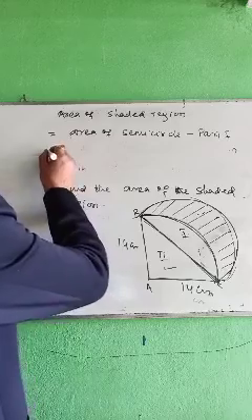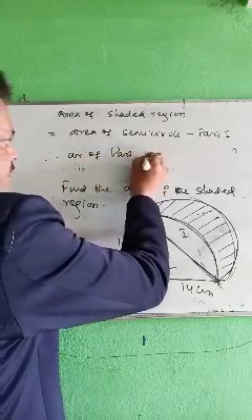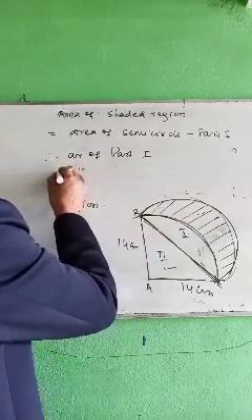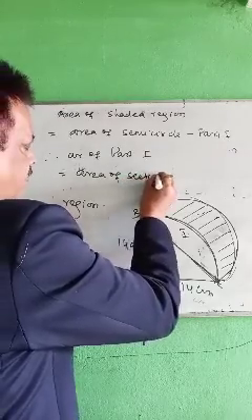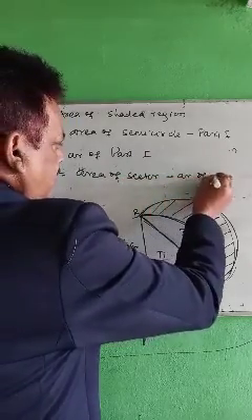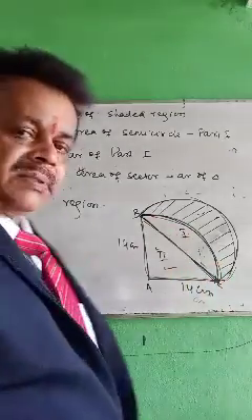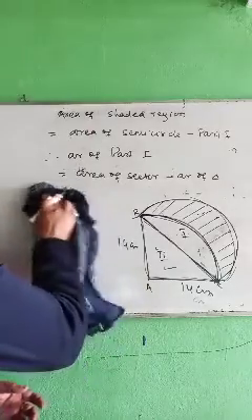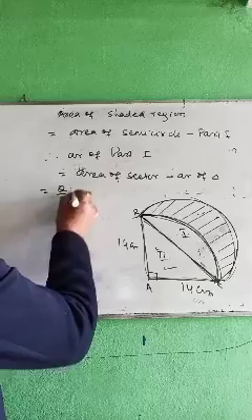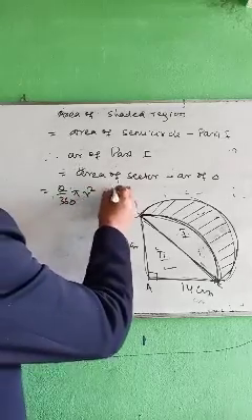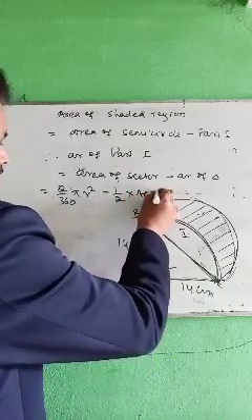So area of part 1 is area of sector minus area of triangle. Sector means this total minus triangle, part 1 will come out. So area of sector is what? The quadrant means theta by 360 pi r square minus half into AC into AB, base into height.